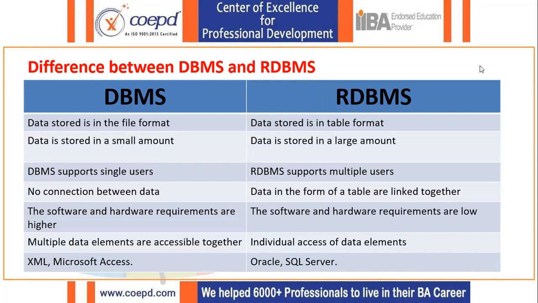Okay, and multiple data elements are accessible together, and individual access of data elements. In the DBMS, we have multiple data elements to sort out the data. When coming to the RDBMS, we have commands to access the data. Examples of DBMS are XML and Microsoft Access. When coming to the RDBMS, Oracle and SQL Server, all these we consider as a relational database management system. And XML, Microsoft Access, these are database management systems.